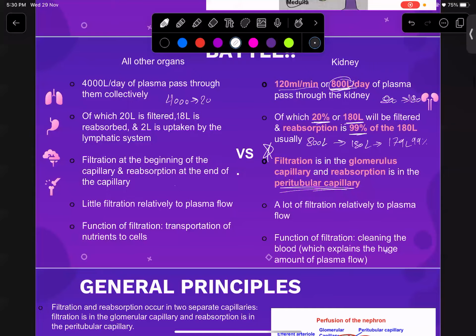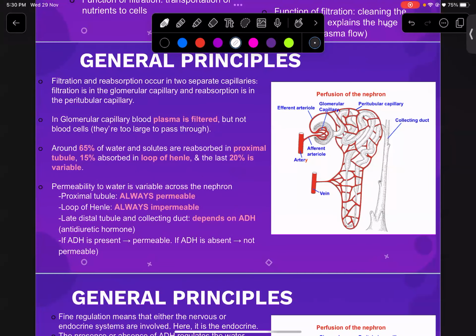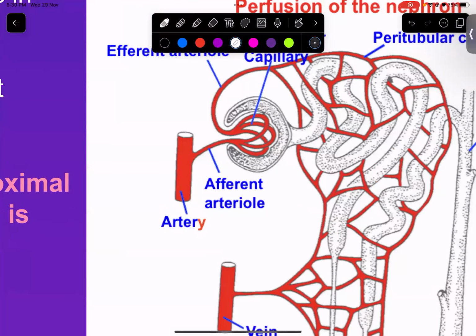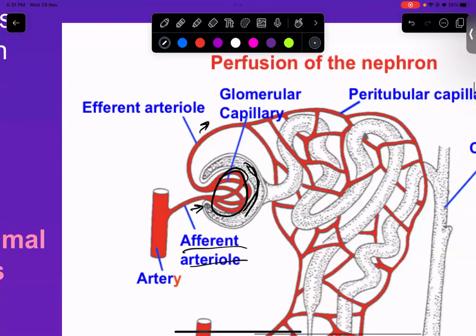Okay. So now let's go over some general principles about the kidney. As I mentioned, the filtration and reabsorption are happening in separate capillaries. You know how I mentioned we have the renal artery, right? And it sends off little tiny arterioles to every nephron, and these are called afferent arterioles. Afferent is going in, efferent is going out. In the middle, we have the glomerular capillary, and then this is the Bowman's capsule. Okay.